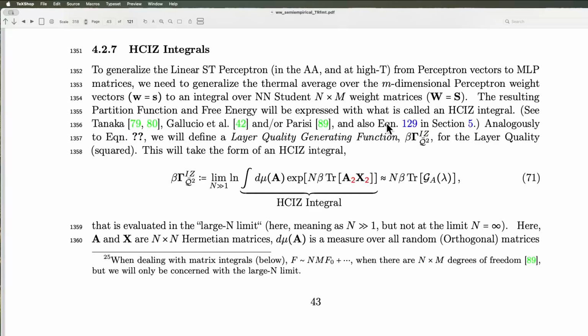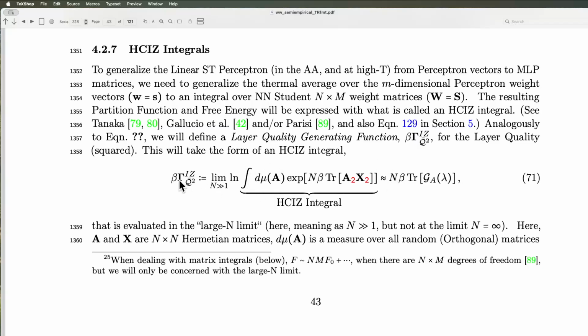See a variety of references on this. Analogous to equation whatever. What equation is that? I don't know. We will define a layer quality generating function. The layer quality generating function takes the form of an HCIZ integral. So it's going to be defined without the 1 over n. So the free energy is the natural log of something.